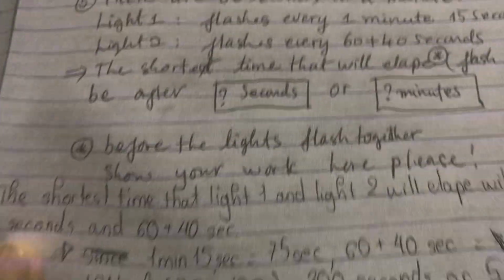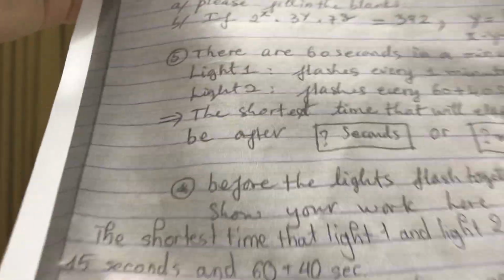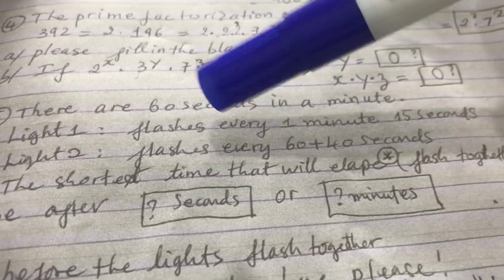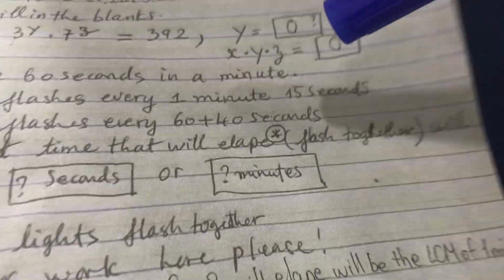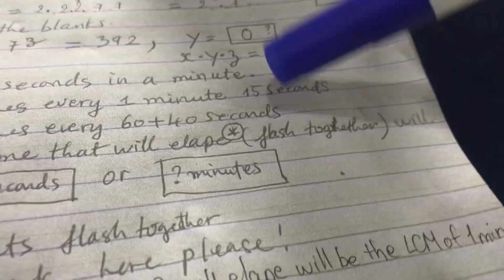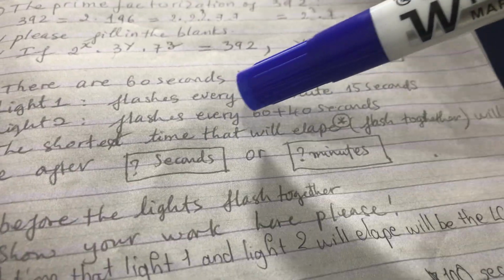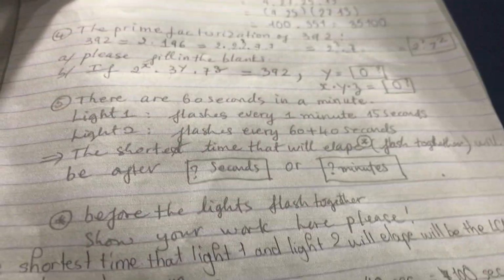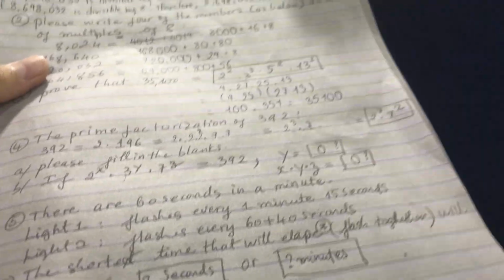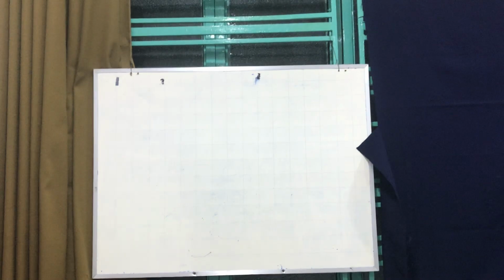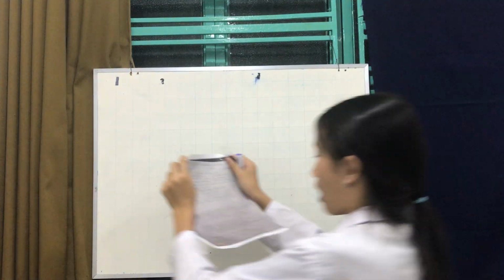There are 60 seconds in a minute, and we know that. Light 1 will flash every 1 minute and 15 seconds. Light 2 will flash every 60 plus 40 seconds. The shortest time until those two lights flash together will be after how many seconds and how many minutes? So let's break down this problem together.